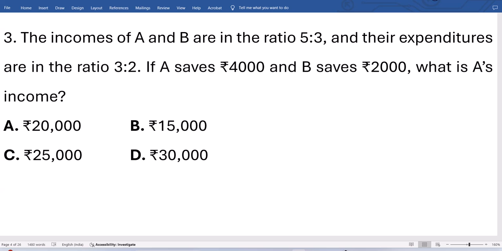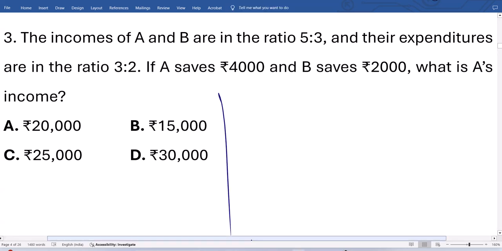Let's try this question. The basic requirement is that savings is income minus expenditure. Income ratio is given, expenditure ratio is given. You will get two equations, solve that. Let me see how many can answer this question. About the options, sir, my answer is not among these options. No problem. Sometimes there will be typing errors in the options.